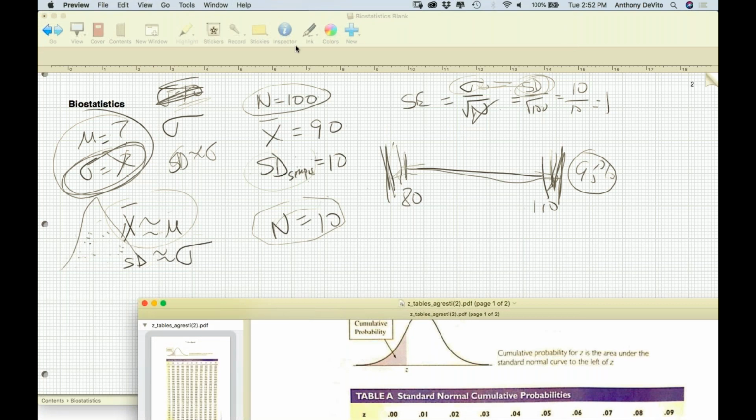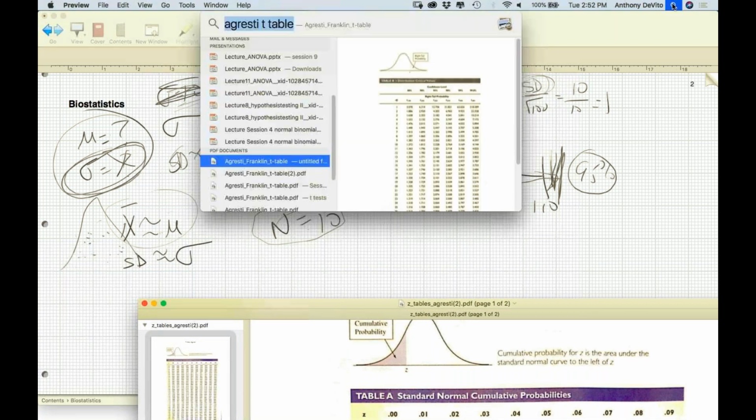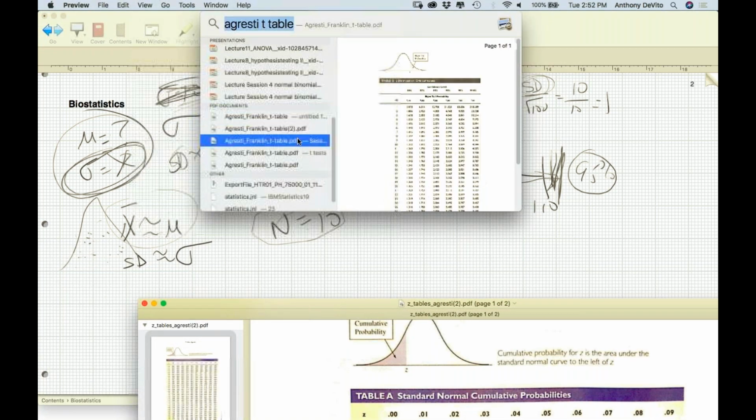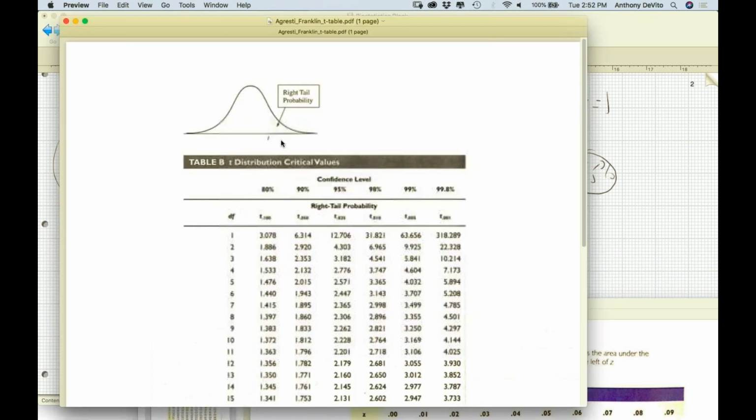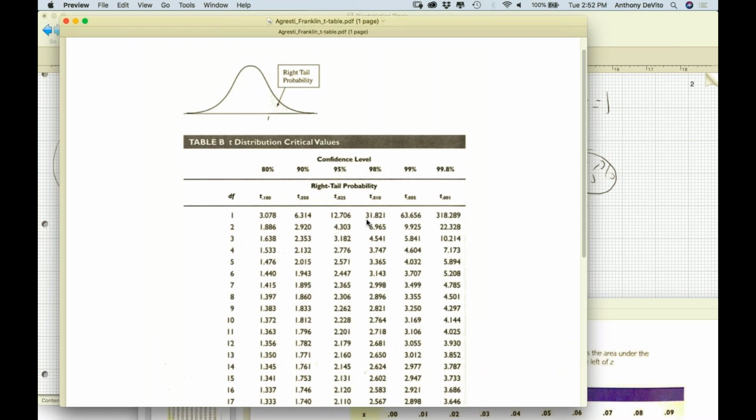Oh, got the wrong one. Okay, here, that's the one. That's the one I just opened? No. Here we go. There's the T table, right?